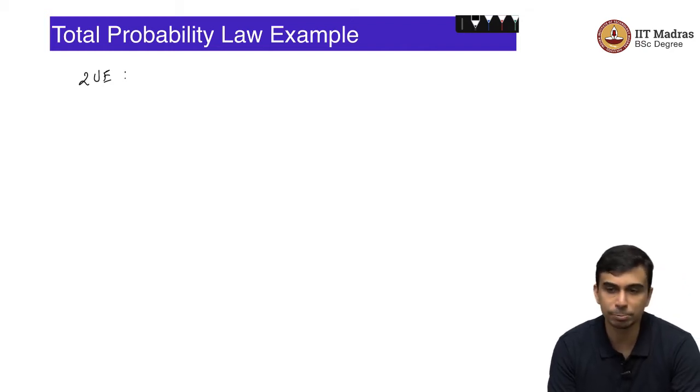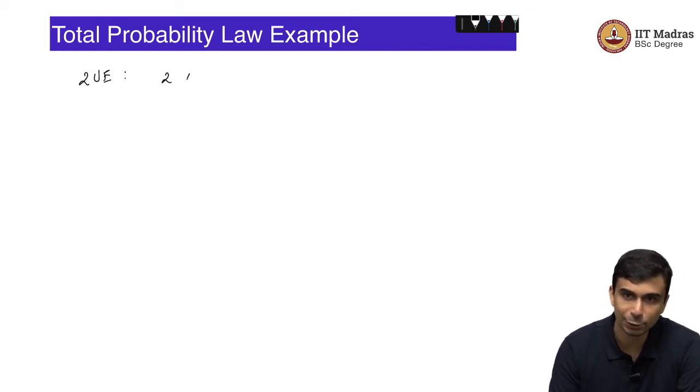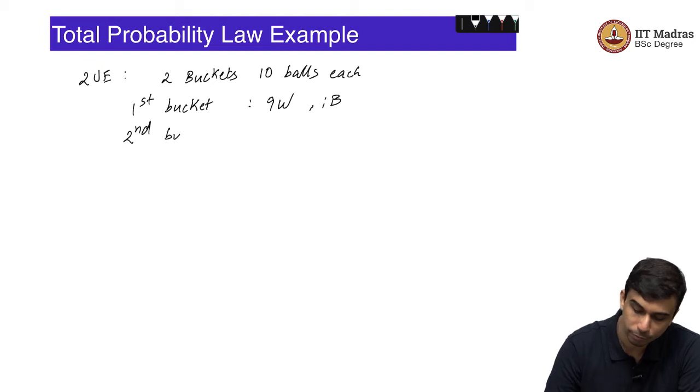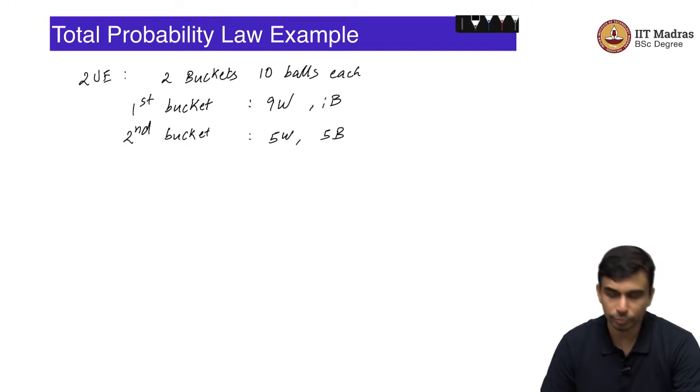So an urn is basically a bucket, right. Imagine a bucket. Let's say you have 2 buckets containing 10 balls each. The first bucket contains 9 white balls and 1 black ball, and the second bucket, let us say, contains 5 white balls and 5 black balls, right.